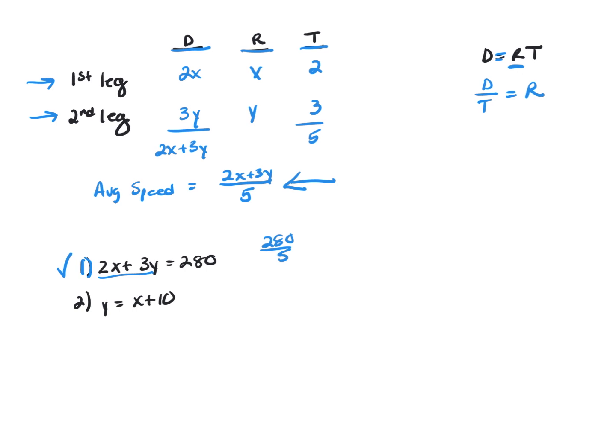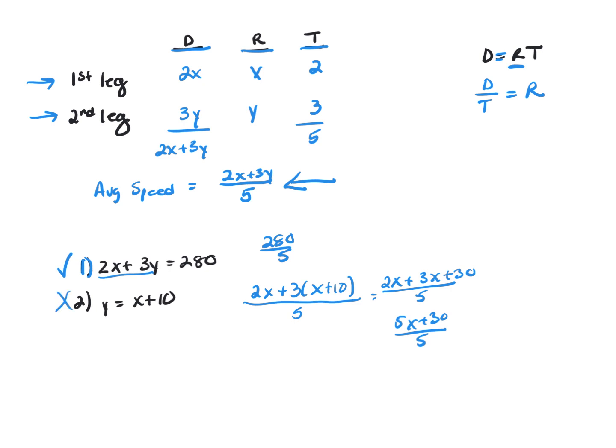Clue 2 says y equals x plus 10. That's not going to work. You're still going to have a variable in your equation. Look at your average speed, 2x plus 3 times y, which is x plus 10, over 5. You're still going to have an x in there. That's 2x plus 3x plus 30 over 5, which is 5x plus 30 over 5. You've still got the x, so that doesn't work. So the only clue that works is 1, and your answer would be A.